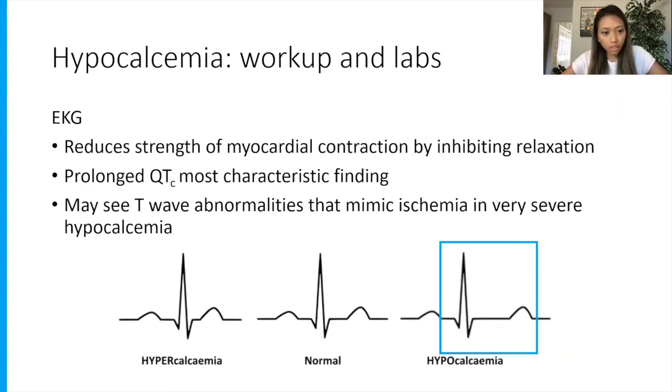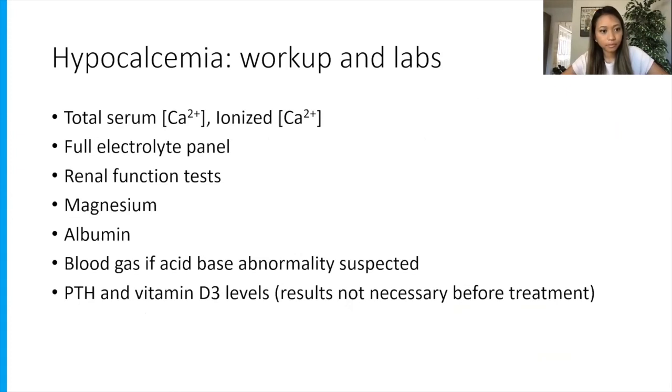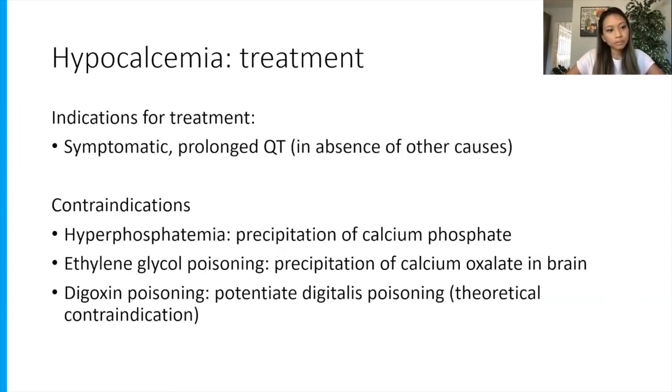So EKG changes, you will see a prolonged QTc. You may see some T-wave abnormalities that look like ischemia. So workup in labs, again, just get all the electrolytes and the blood gas. That's about it. Treatment: symptomatic, prolonged QT.